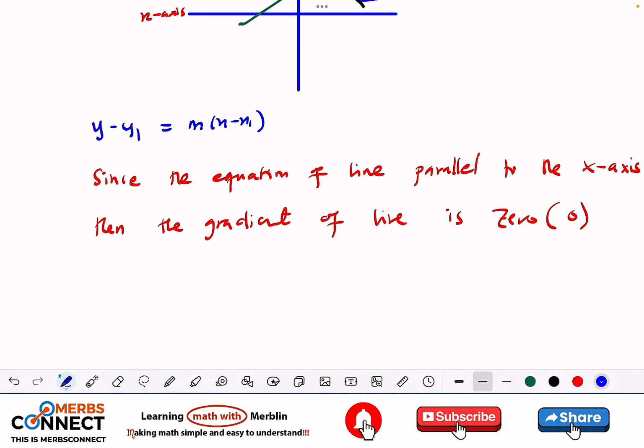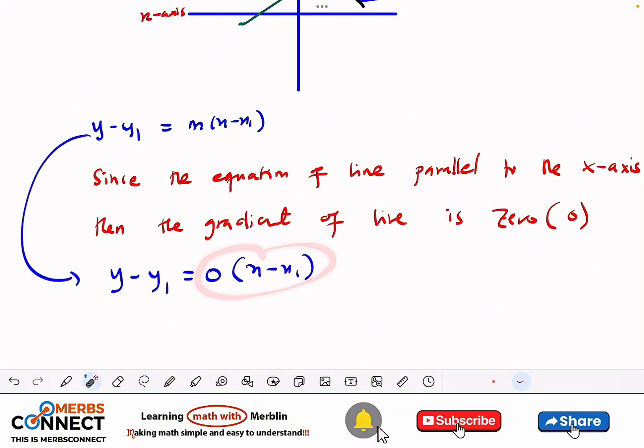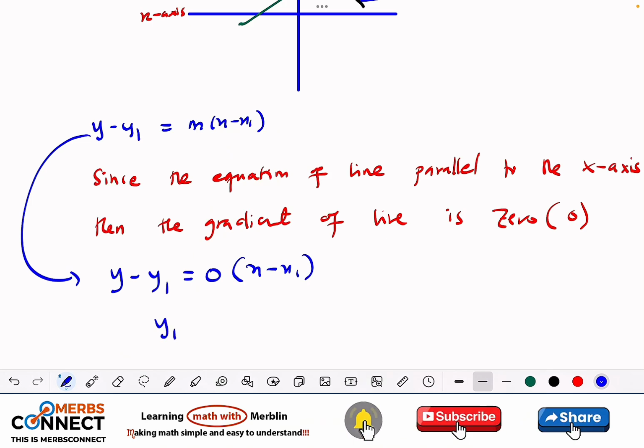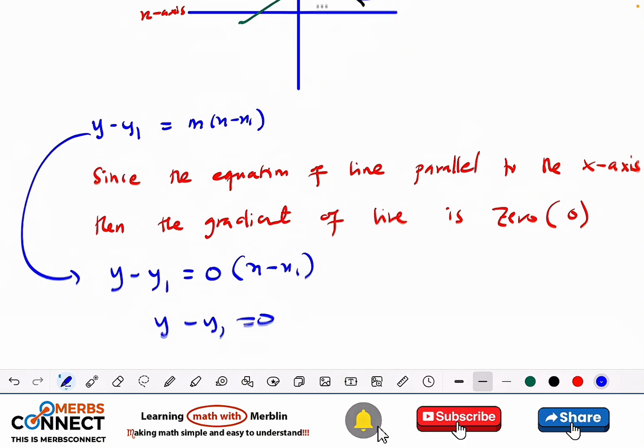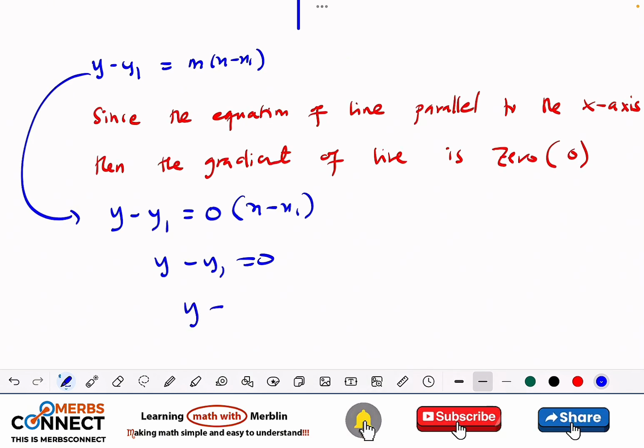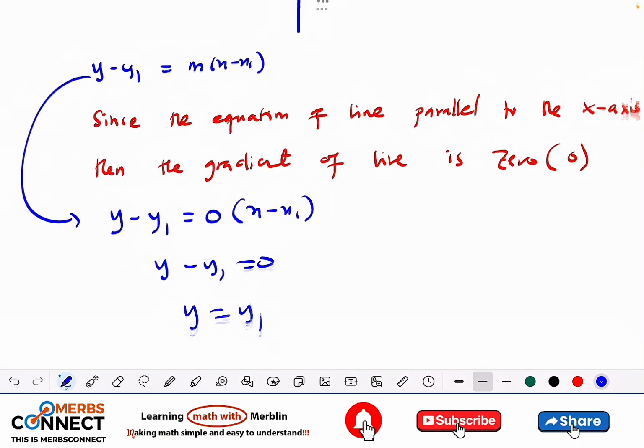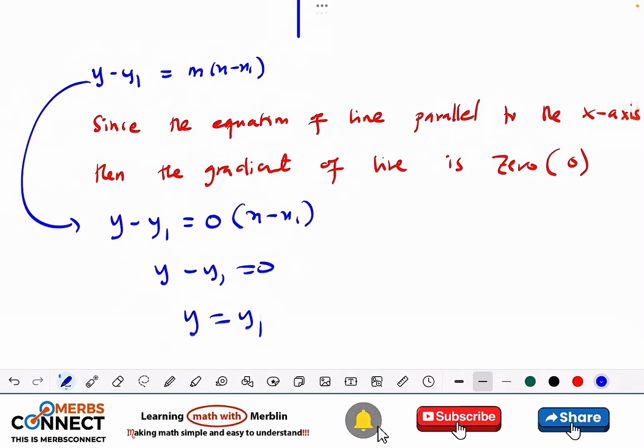It means that this equation here now becomes y minus y1, which is equal to 0 times x minus x1. So 0 times this one will be just 0. So we are going to have y minus y1 to be equal to 0, and we're just going to have y is equal to y1. So all we need is just y1, right?